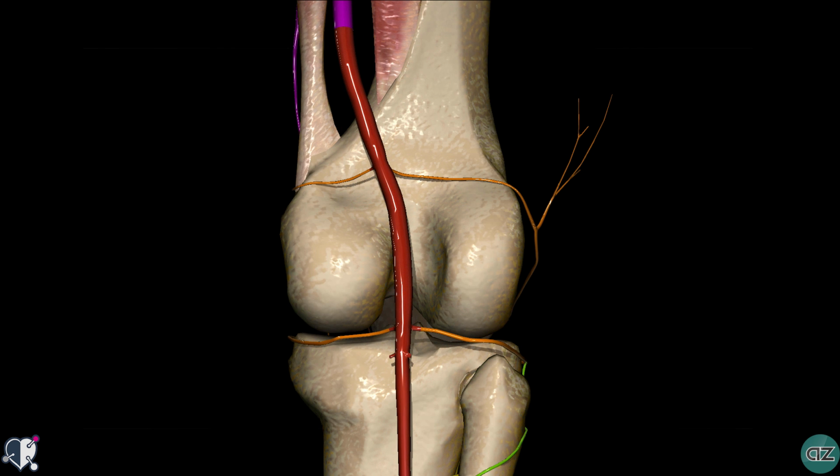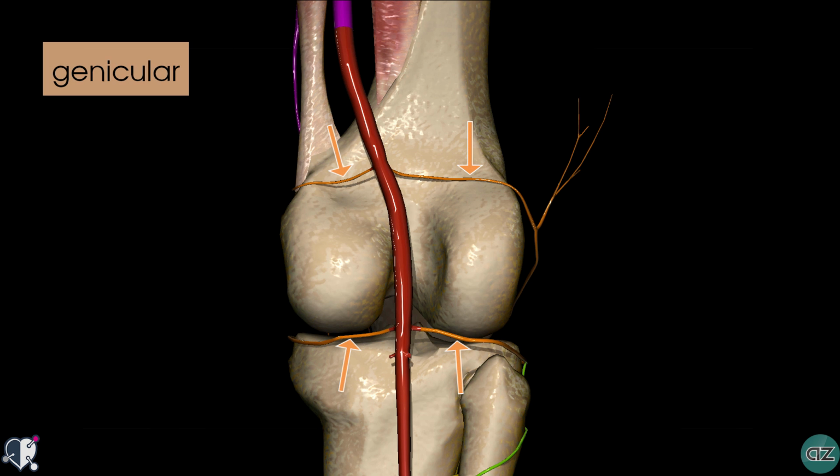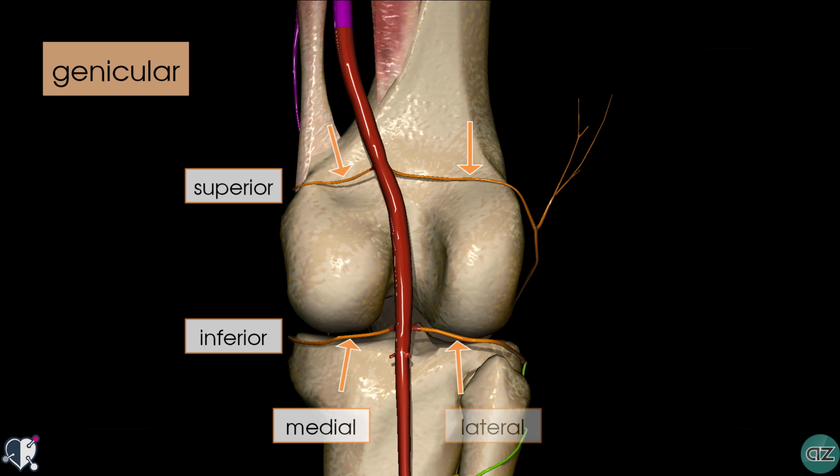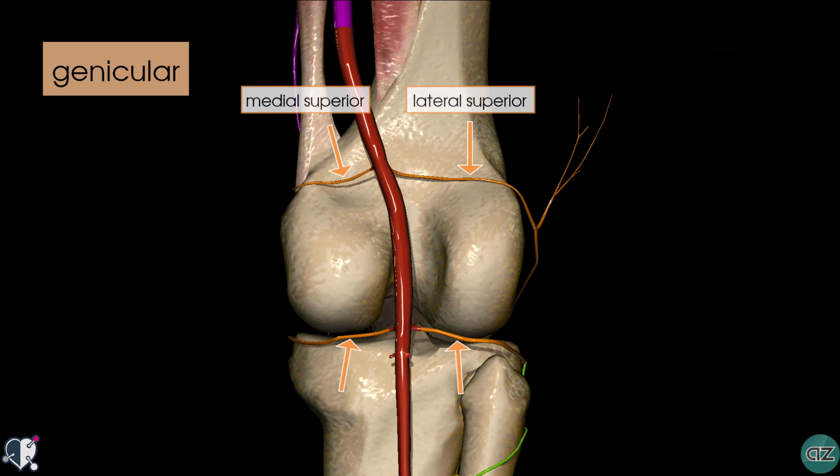So I've just zoomed in a little bit closer, and we're now looking at the genicular arteries which are branching off the popliteal artery. As you can see, you've got a superior and inferior set of genicular arteries, and you've got genicular arteries on either side. So you've got medial and lateral genicular arteries. At the top we've got the lateral superior genicular and the medial superior genicular, and at the bottom we've got the lateral inferior genicular and the medial inferior genicular.